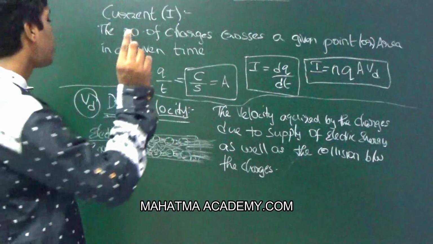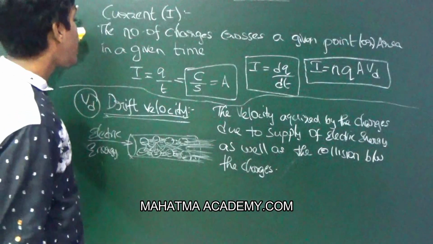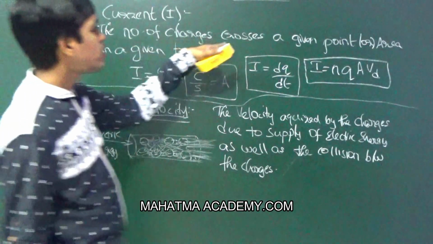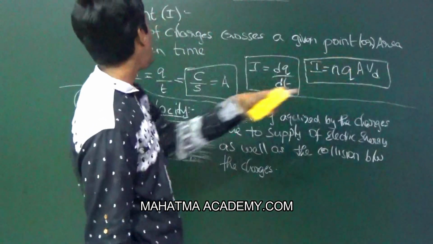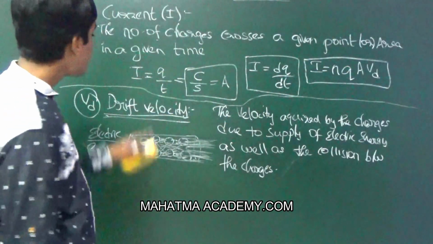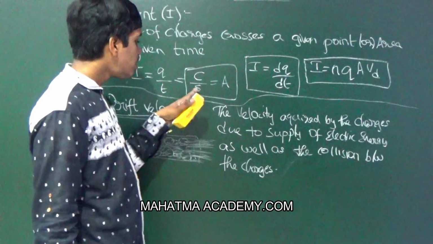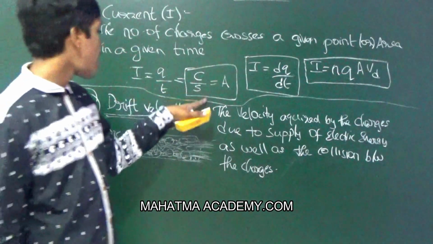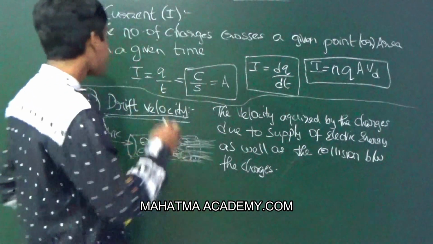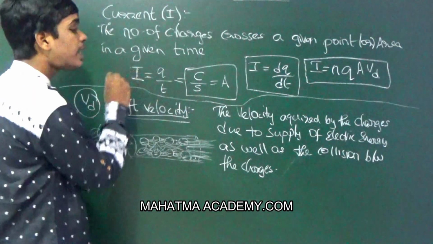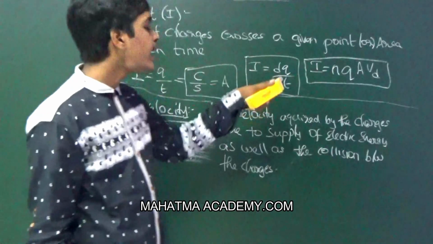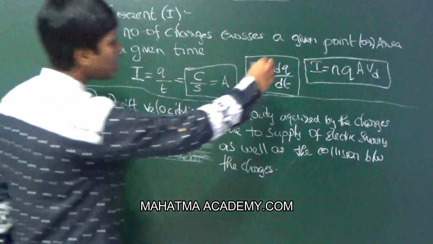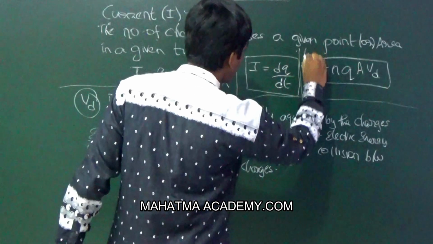First, what have we discussed? Current. Current is the number of charges crossing a given point or area in a given time. That is, I = Q/t. The SI unit of charge is coulomb and the time is second, so the unit of current is ampere. We can write it as I = dQ/dt. This is the first part.